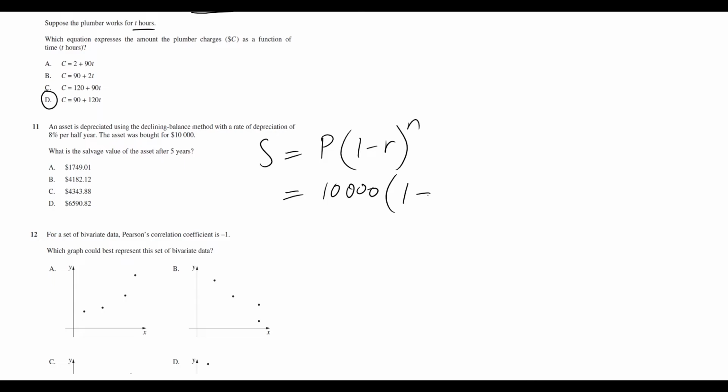Then we have 1 minus R. What's the rate? It's 0.08. And then to the power of n, how many periods do we have? Well, it's 5 years, but there's every half year. That's when we factor the depreciation. So 5 times 2, so we'll have it to the power of 10. Okay, and so when we go through and put that into our calculator, we get an answer of 4,343 and 88 cents.